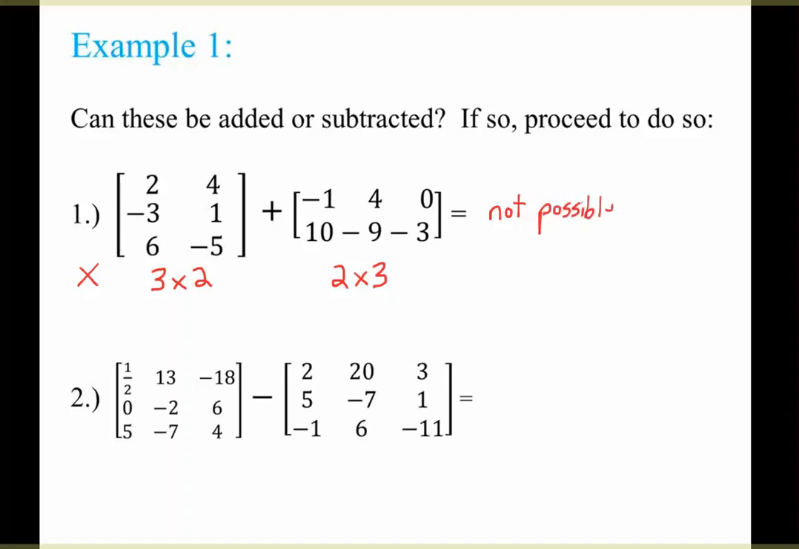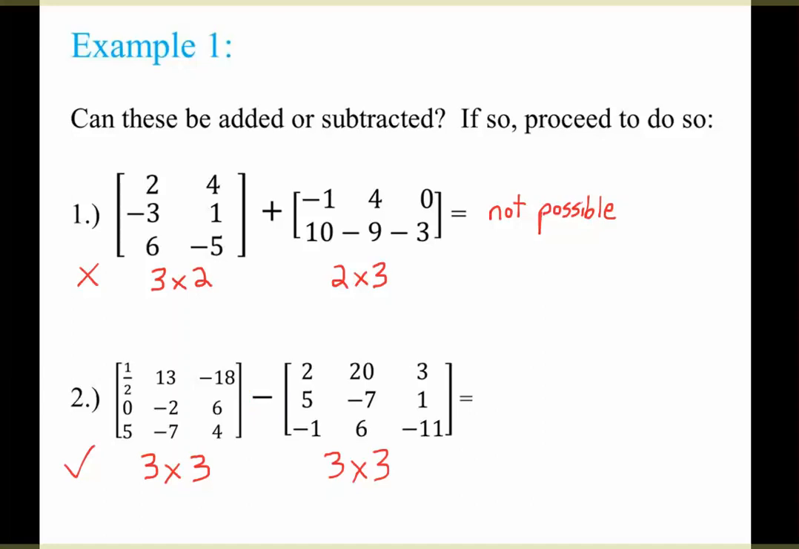Now let's take a look down at number 2 and see if these match up. Well, dimensions for number 2, the first matrix. That's a 1/2, a 13, and a negative 18 on the top row there, a 0, negative 2, and a 6 on the second row. Looks like we have 3 rows by 3 columns. And for the second matrix, we also have a 3 by 3. So since our dimensions match up exactly, we will be able to perform an operation here. And the operation they are asking us to perform is subtraction. So in number 2, we are subtracting.